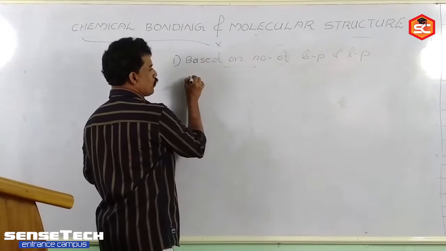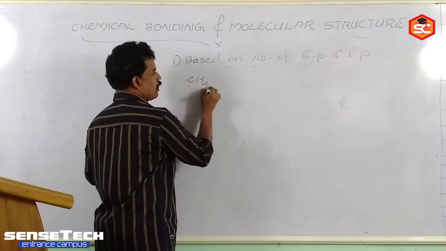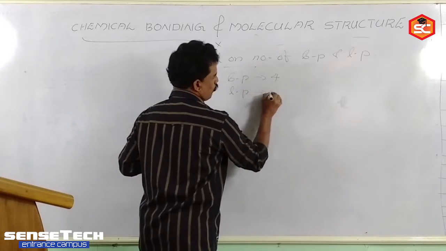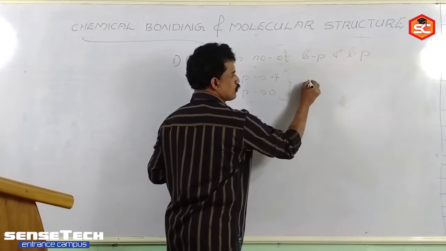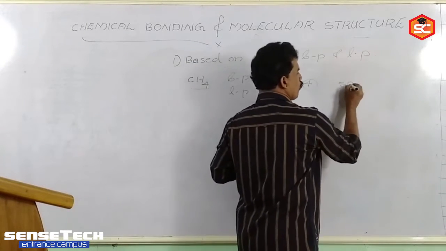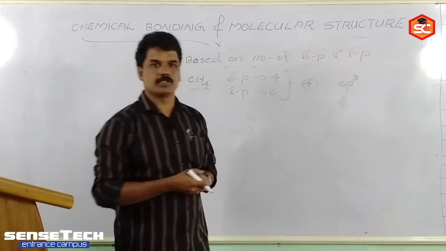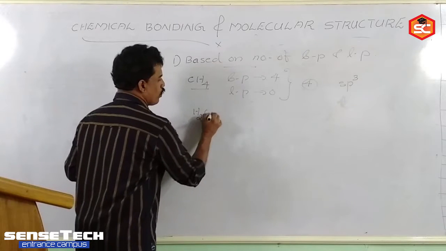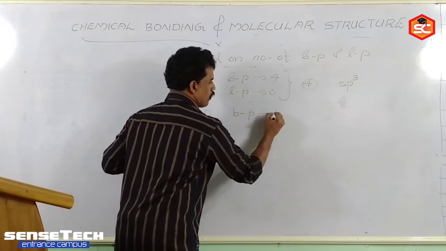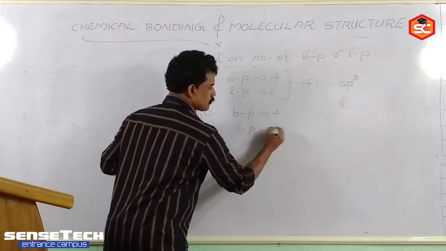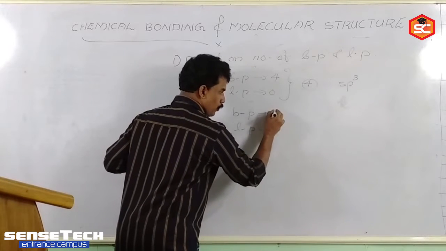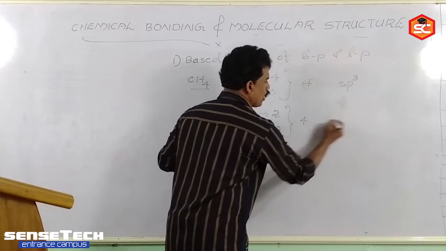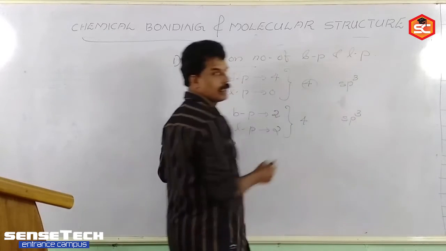Suppose I am having one molecule, methane, CH4. How many bond pairs? 4. How many lone pairs? 0. So how many total pairs of electrons? 4. That means 4 orbitals are involved in hybridization. So the hybridization is sp3. Water, H2O. How many bond pairs? Sorry, bond pairs? 2. How many lone pairs? 2. So in total how many pairs of electrons are there? 4. So what is the hybridization?